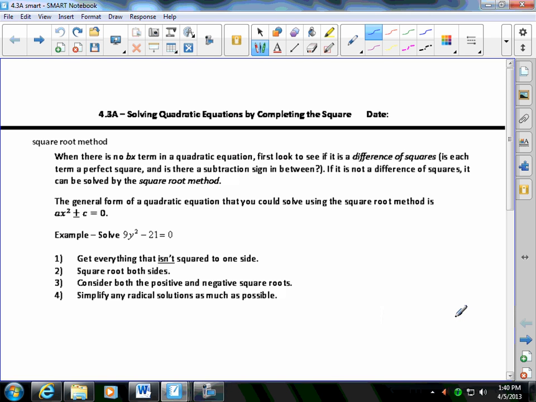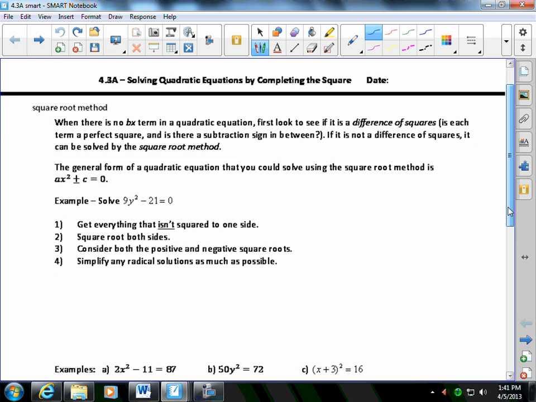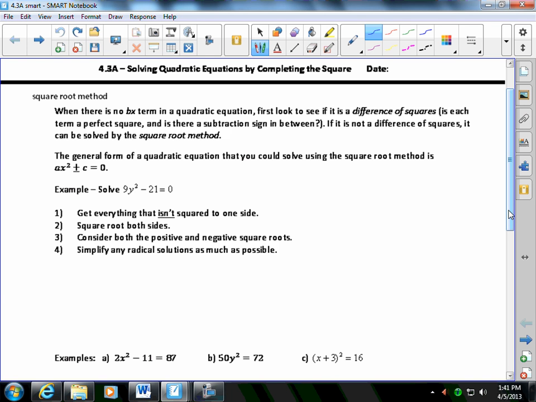Okay. Next section again is nothing new. It's what we did in the last unit with completing the square, except this time we're using it to find our solutions. Before we just did completing squares to find the factor. Now we're going to take it that one step further and find our solutions.